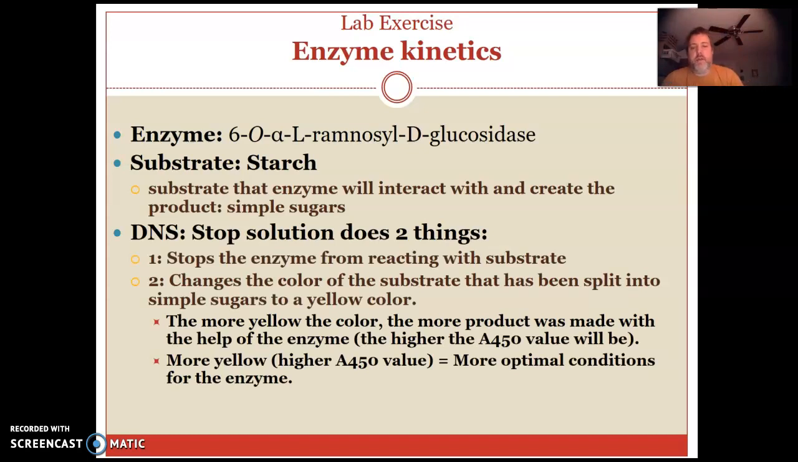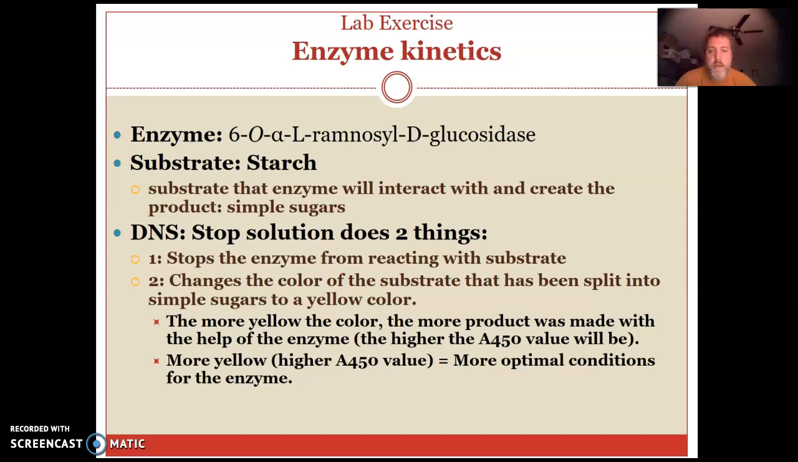Then we have a stop solution. It does a couple things. One, it stops the enzyme from reacting with the substrate. The way it does that is generally there'll be a very high pH, and so the enzyme will stop reacting. That means that you can basically take a snapshot. You say, okay, we let it react for this amount of time, we add our stop solution, and it stops everything. So what we see in that reaction is what had been happening at that time.